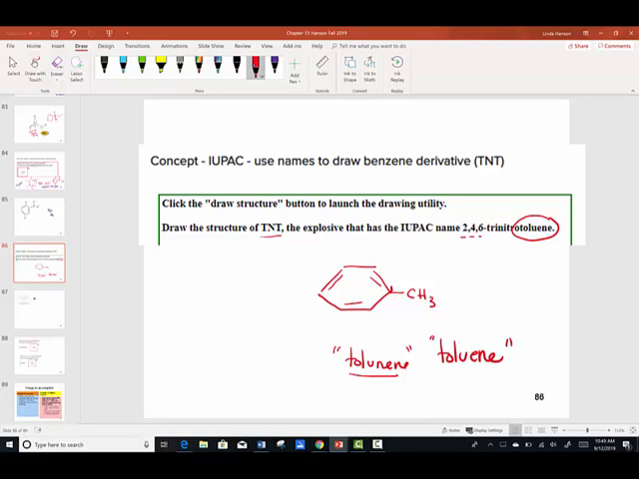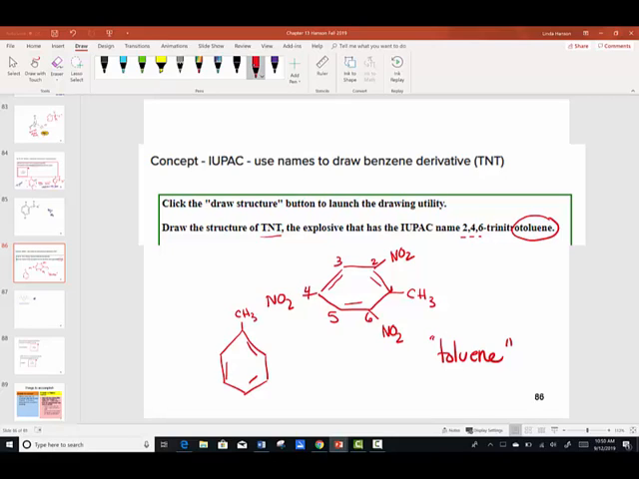I spoke and wrote at the same time and ended up with a spelling error. Let me fix that. At position 1, 2, 3, 4, 5, 6, we have nitro groups. At position 2, position 4, and position 6 are nitro groups. 2, 4, 6 trinitrotoluene. That is the chemical breakdown of TNT. And if you wanted to draw each of those, and again, remember, it doesn't matter which way you point your 6-cycle structure, whatever you prefer.